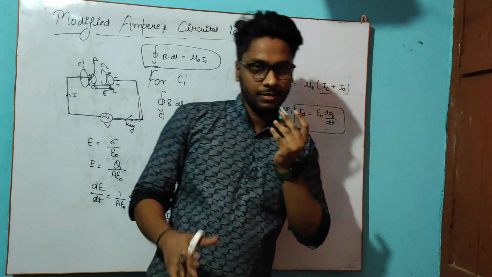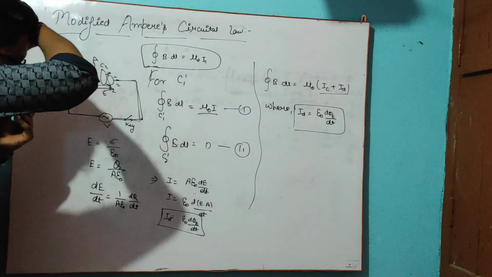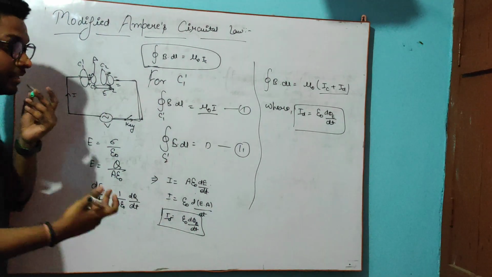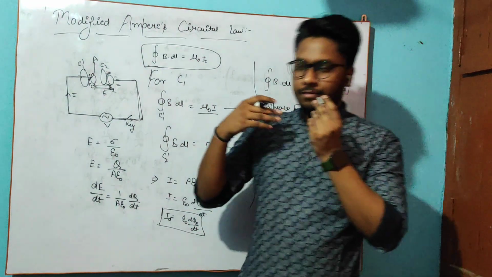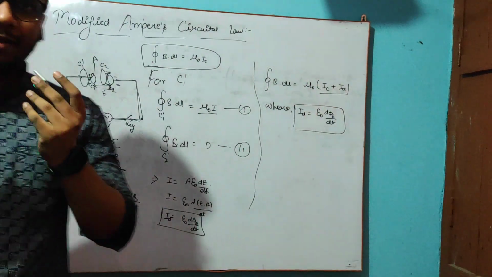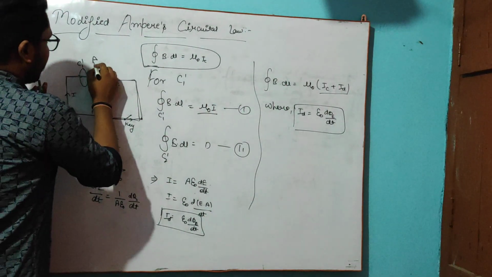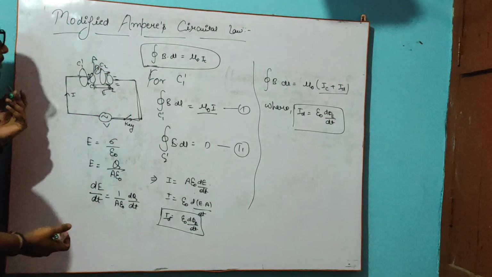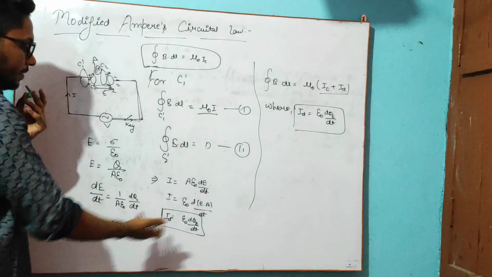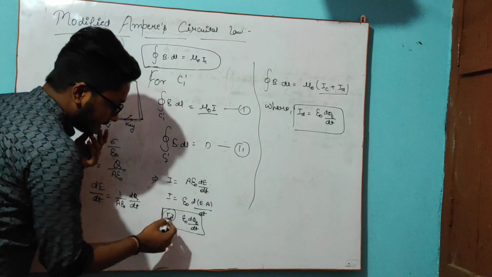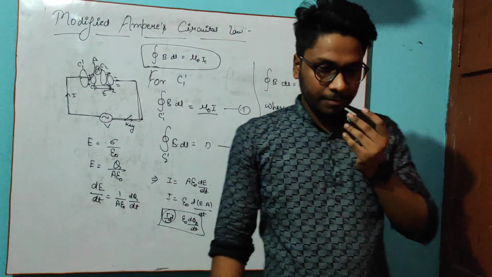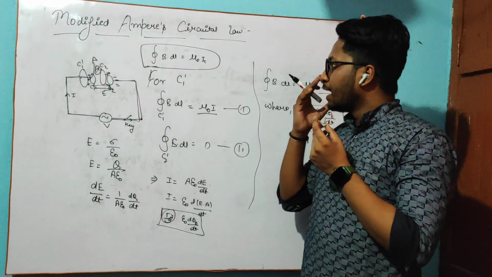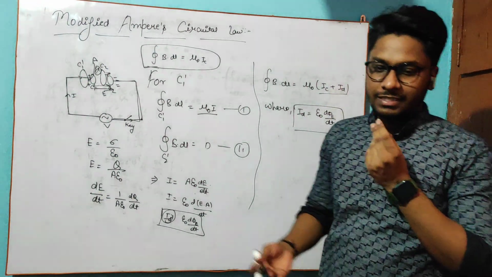Now let's see, one thing is left: this displacement current also produces a magnetic field. Physicists performed various types of experiments, like putting a compass here, and then the needle of that compass deflected, which shows the existence of this displacement current. Now let's look at Maxwell's equations.